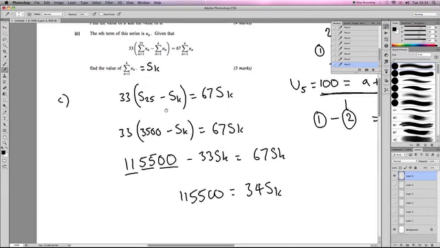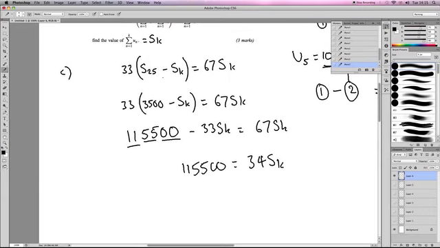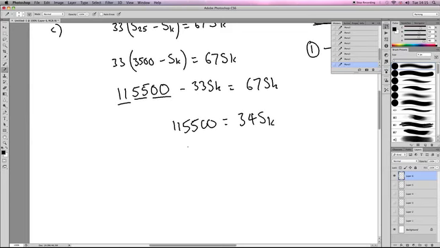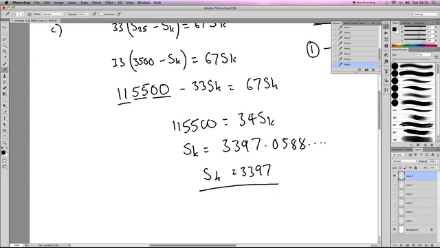Yeah, I'm quite positive about this. So divided by 34. So I do have a decimal. I wasn't really expecting a decimal. So SK is equal to 3397.0588, and so on. So I'm going to round up to 3397. I'm going to round up to that.